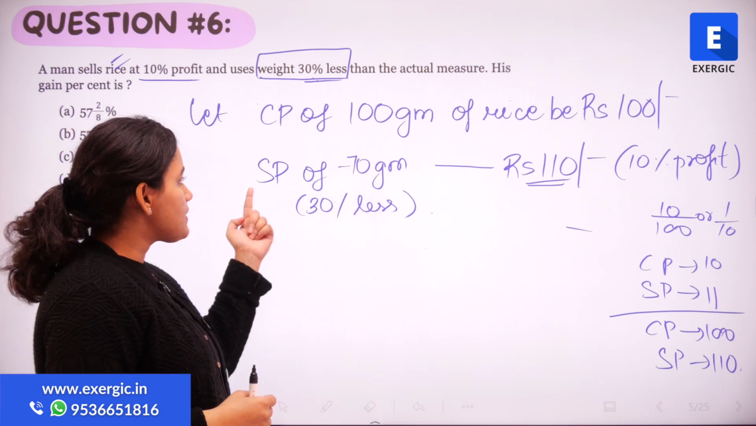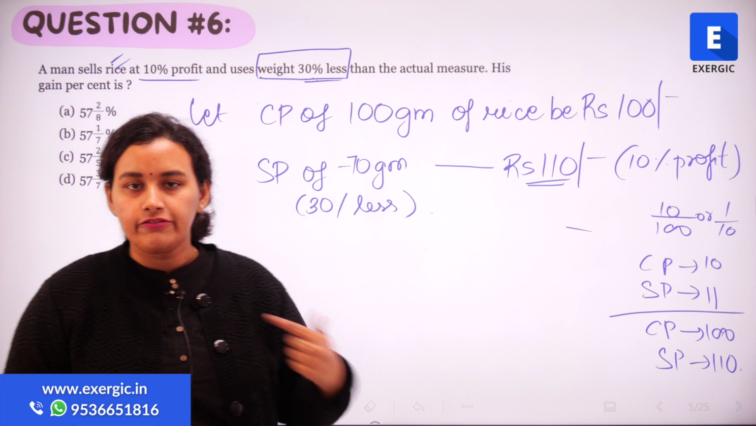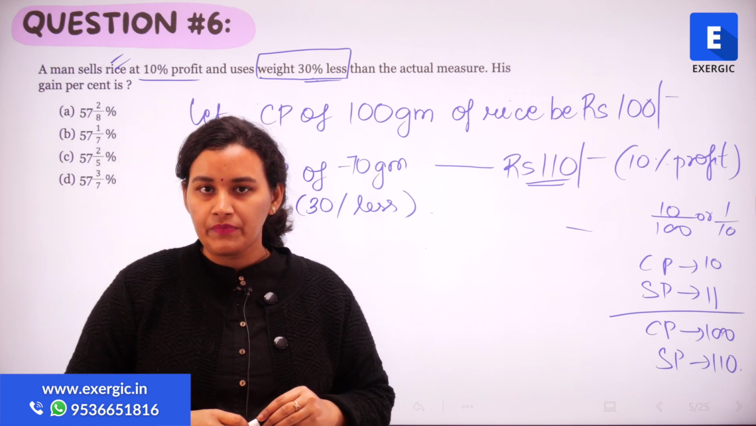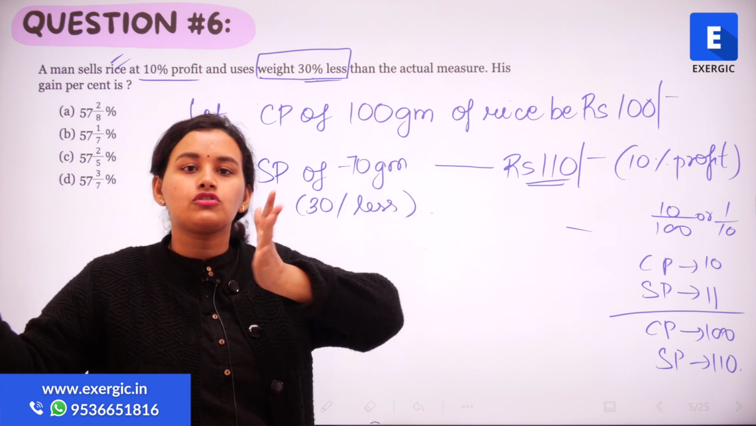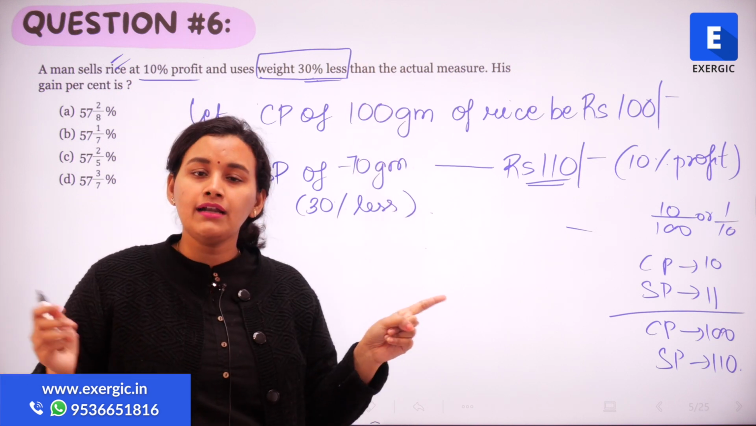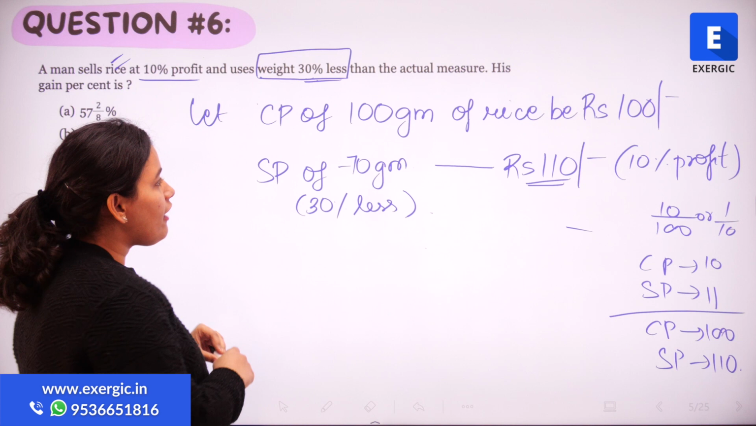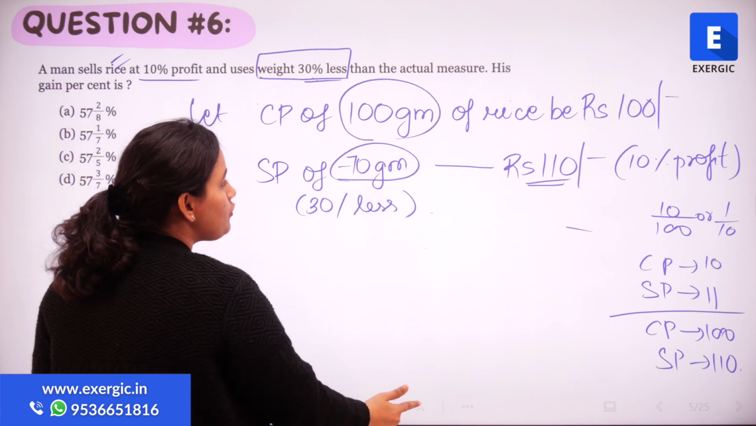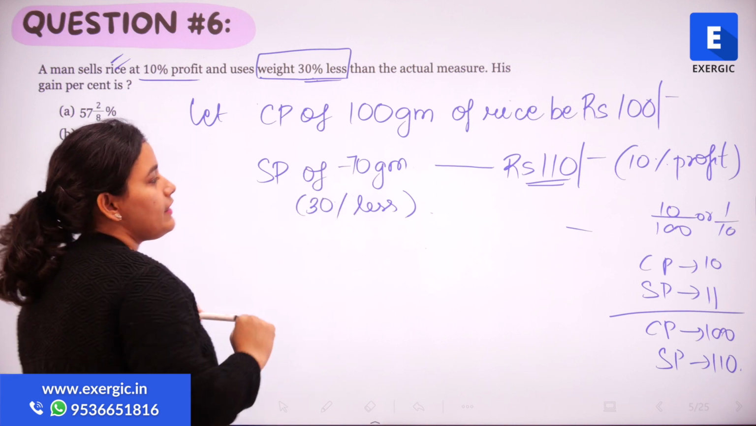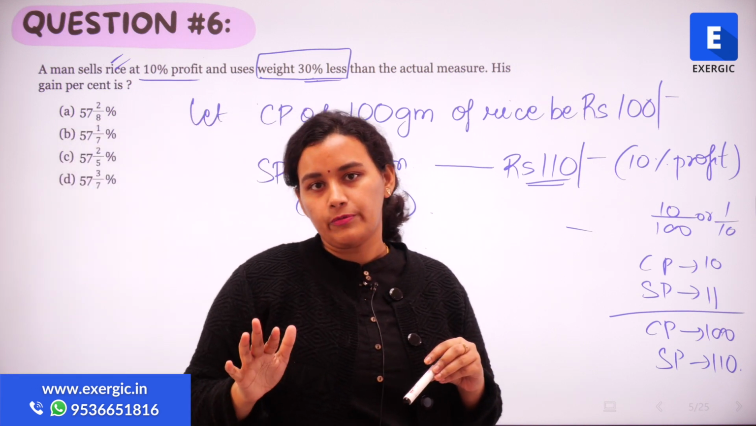I have cost price, I have selling price. Can I directly find out the profit percentage here? Can I directly say 110 minus 100 upon 100? So that's a 10%. Can I do that? No. Why not? Because we have to equate these two quantities. I have to equate these two quantities in order to find out the profit percentage.